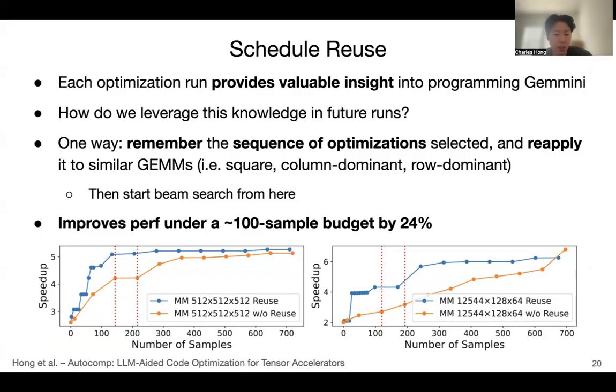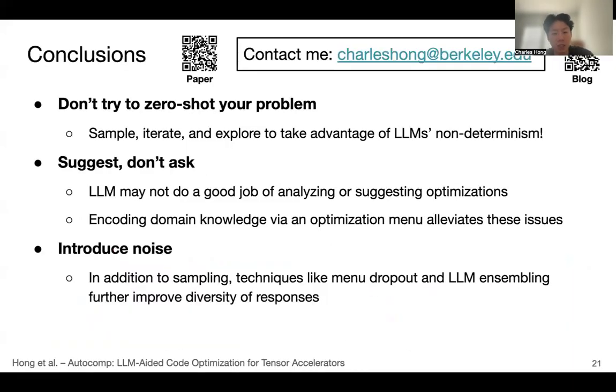So that's all I'm going to talk about for today. Definitely take a look at our paper for more details. But in conclusion, some of the takeaways that might help you solve your task are that you shouldn't try to zero shot your problem. It's really key to sample, iterate, and explore to take advantage of the non-determinism and sampling that you can do with LLMs. Second of all, you should suggest, don't ask.